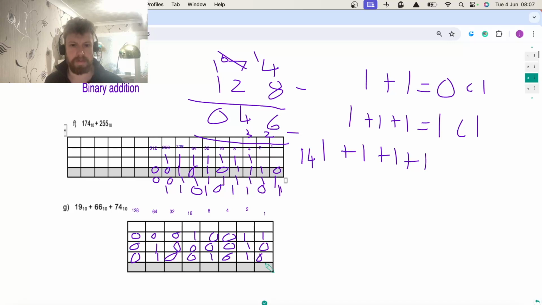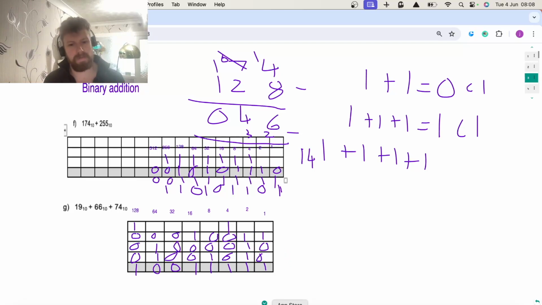So 1 plus 0 plus 0 is 1. 1 plus 1 plus 1 is 1, carry the 1. 1 plus 0 plus 0 is 1, 1, 1, 0. 1 plus 1 is 0, carry the 1. Then finally got that there. Okay, and that's how you do that with 3 numbers.